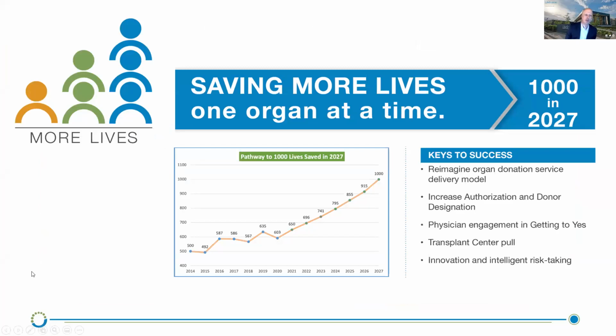I'm going to share with you a little bit about what we're working for our future at LifeSource and share a couple of our bold aims. The first is to save 1,000 lives through organ donation and transplantation by the year 2027. As we all know, the waiting list continues to grow every minute of every day.